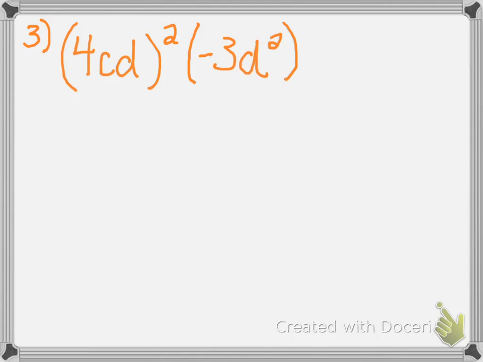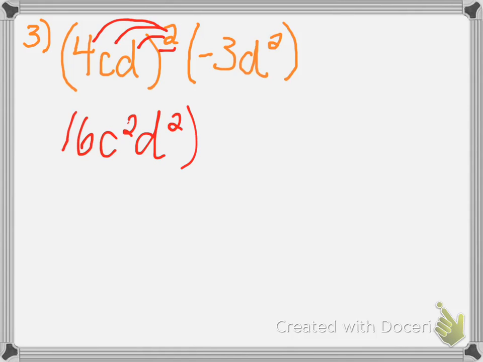Number 3, the first step. You take your outside exponent and you're going to distribute to everything on the inside. So the first thing is 4 squared is 16. And then you have c squared, d squared. You're going to bring down your other parenthesis.